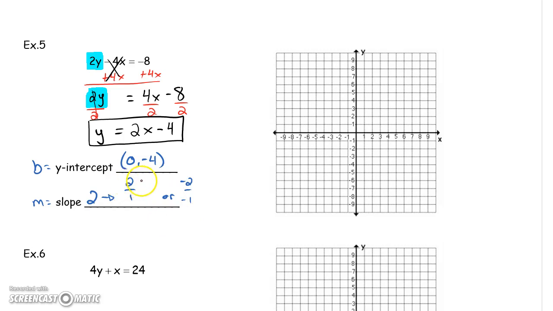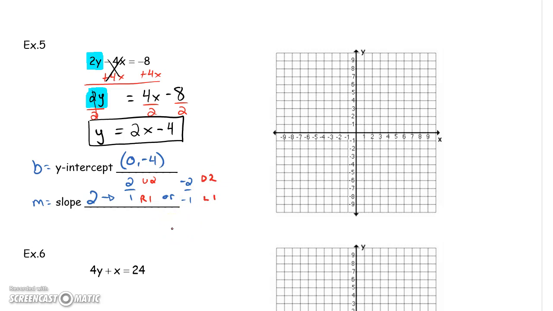The positive 2 tells me I'd go up 2. I'll just make it consistent here. The 2 is up 2. The denominator is 1. That's positive, so that's right 1. Negative 2 would be down 2. Negative 1 would be left 1.